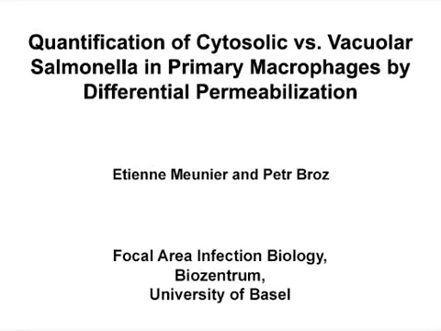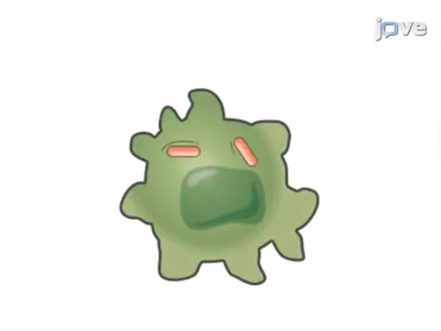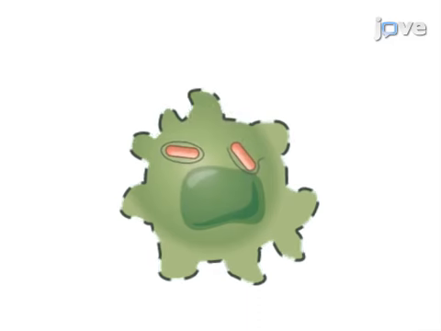The overall goal of the following experiment is to determine the percentage of cytosolic and vacuolar Salmonella typhimurium in infected bone marrow-derived macrophages. This is achieved by infecting macrophages with mCherry-expressing Salmonella typhimurium. As a second step, cells are treated with the detergent digitonin, which permeabilizes the plasma membrane but not vacuolar membranes.